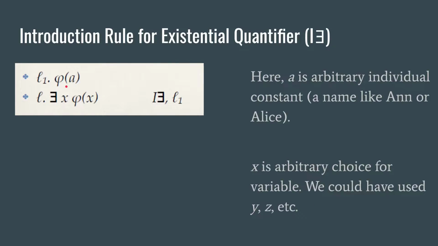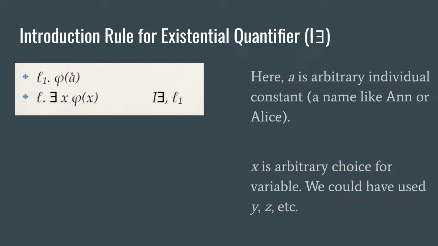The idea here is that you can always infer from some specific thing being phi to a general statement that there is a phi. An example would be, suppose someone says LeBron James is a basketball player. So A standing for LeBron James and phi standing for the property of being a basketball player. Well, if LeBron James is a basketball player, then you know there is a basketball player, whoever that might be. There is someone who's a basketball player. It doesn't matter who A was.